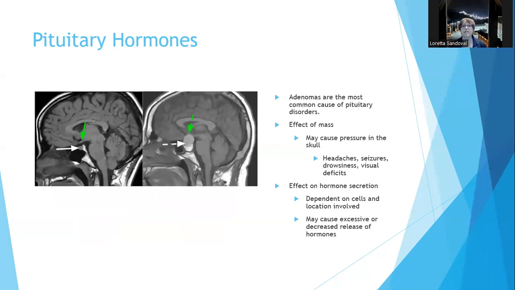So pituitary adenomas are the most common cause of pituitary disorders. So the pituitary is right in the middle of the brain, and it may cause pressure in the skull, headaches, seizures, drowsiness, visual deficits. It can have a lot of effects on hormone secretion, depending on what cells and location are involved, and it might cause excessive release of hormones or decreased release of hormones. So adenomas are the most common cause of endocrine disorders besides diabetes, and pituitary disorders in particular.